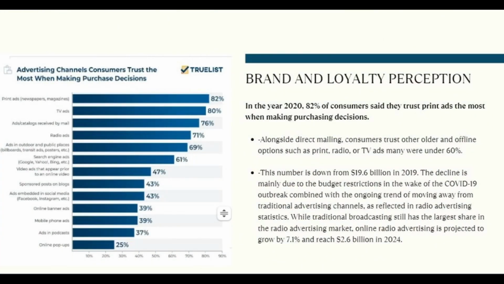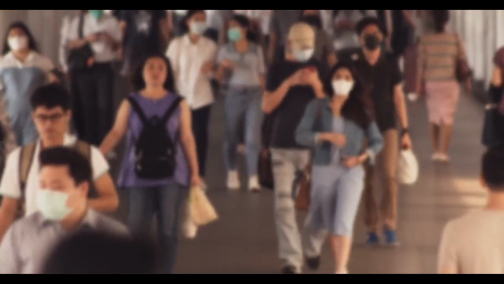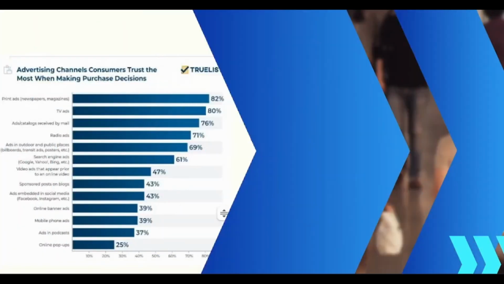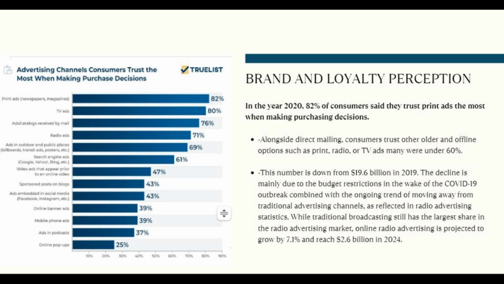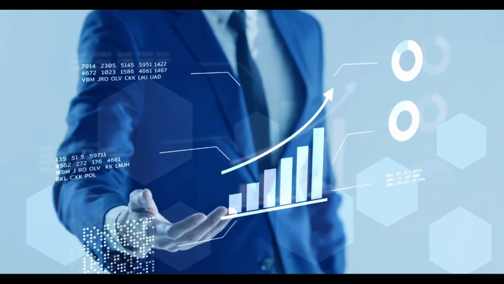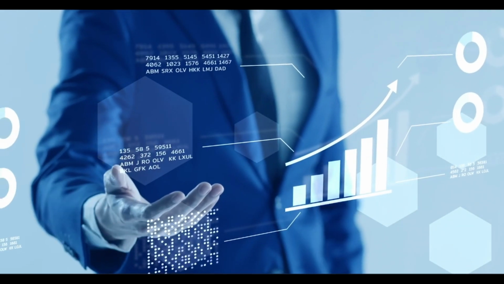As seen on my next slide, advertising channels consumers trust the most when making purchasing decisions. In the year 2020, 82% of consumers said they trusted printed ads, and anything under radio ads were at 60% or lower. And this is because the economy was down at $19.6 billion in 2019, mainly due to COVID and moving away from traditional advertising channels and trends. After COVID, the radio advertising market started to increase a little bit, and the projection was to grow by 7.1% and reach $2.6 billion in 2024.